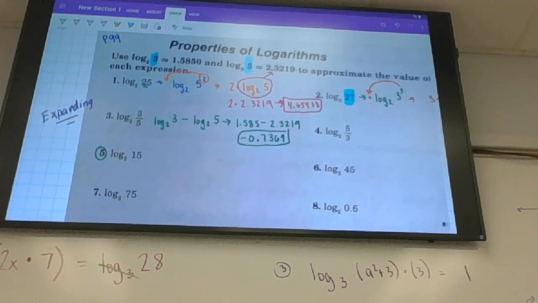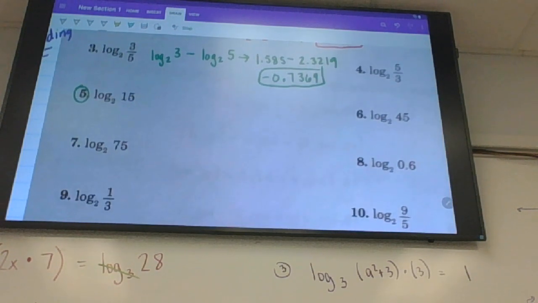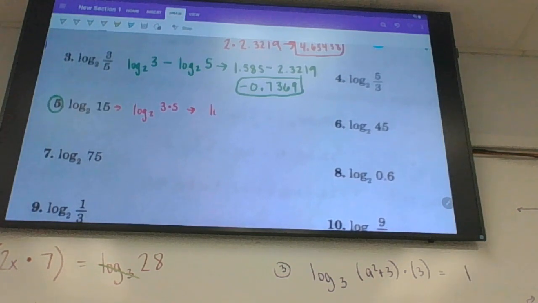How can 15 be rewritten in terms of 3 and 5? 15 is 3 times 5. So, Brian C., what does multiplication correspond to with logarithms? So now that we've written this as a product, we can now expand it to an addition problem. So we're working our properties the other way.